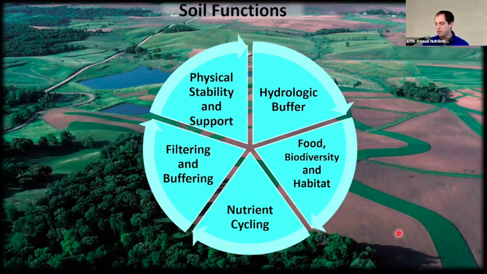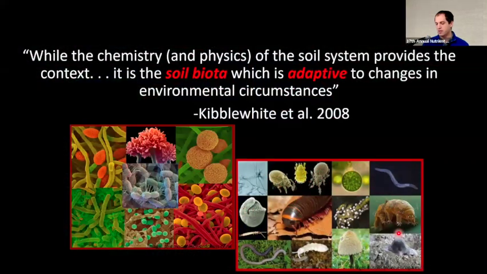One of the quotes that one of my colleagues likes to use in some of his presentations I thought was interesting. It says, while the chemistry and physics of the soil system provide the context, it's the soil biota which is adaptive to changes in environmental circumstances. So we can see that our biology changes based on the weather and the soil parameters in that field from year to year. We set the stage. We're not going to change our soil texture in that field quickly, but those microbes and other things in there can adapt to what's going on from year to year.